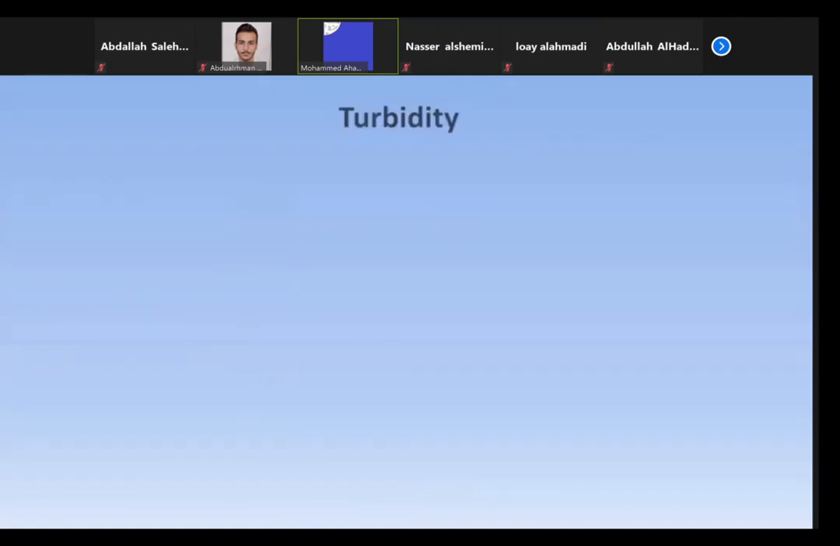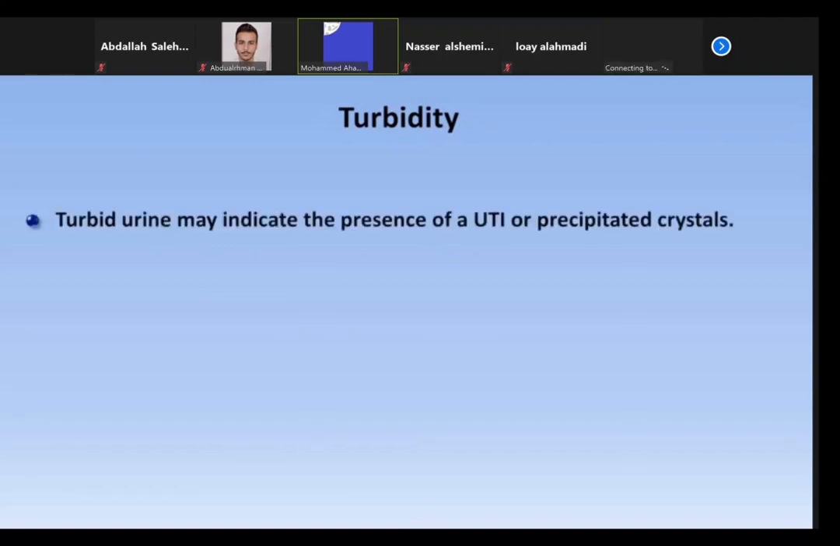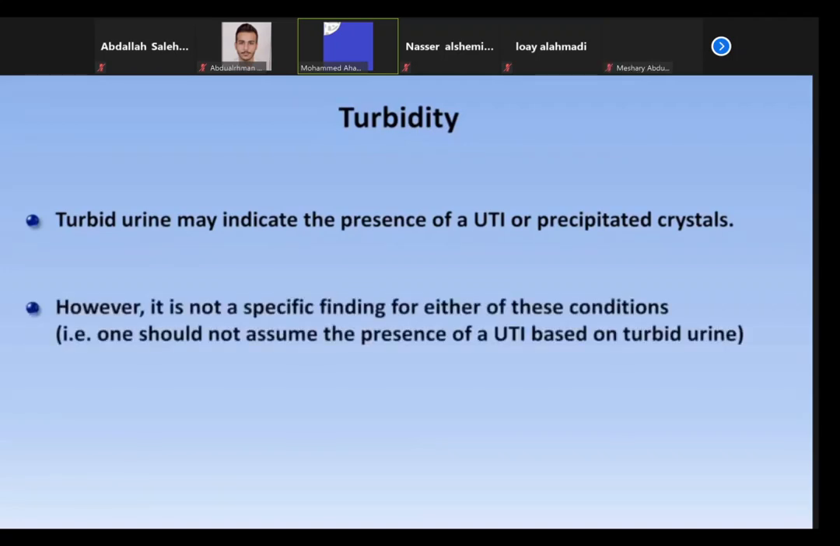The turbidity of urine, that is how clear or cloudy it looks, is usually reported in very qualitative terms. Turbid urine may indicate the presence of a UTI or precipitated crystals. However, it's not a specific finding for either of those conditions. So just as with malodorous urine, you should never assume the presence or absence of a UTI based on the urine's turbidity.